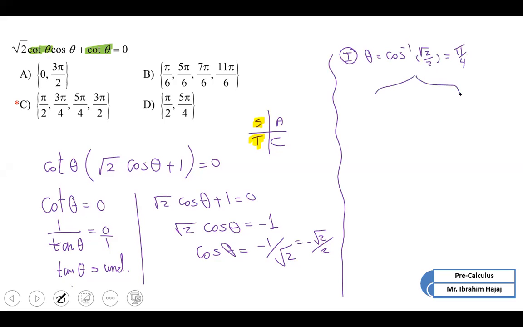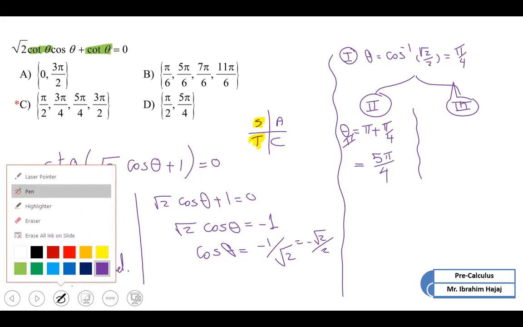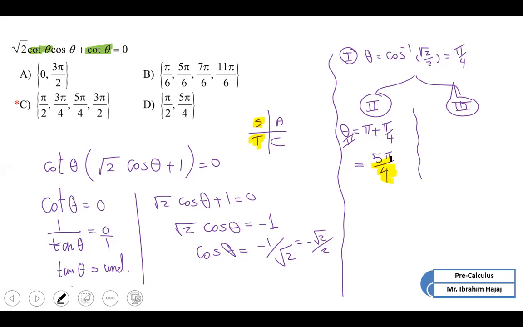But we know that cosine is negative in two quadrants, the second quadrant and the third quadrant. To find the solution in the third quadrant, we can name it theta 2 equals pi plus pi over 4, which is 4 over 4 pi plus 1 over 4 pi, which is 5 pi over 4. This is the first answer here: 5 pi over 4, so either C or D.